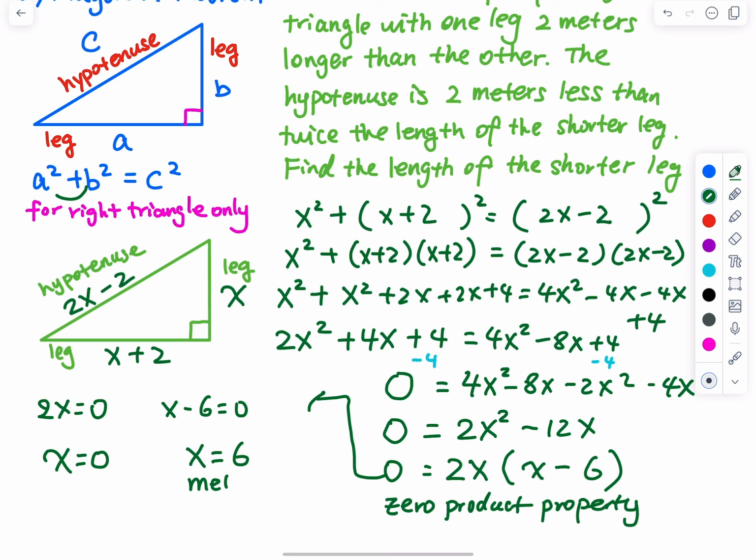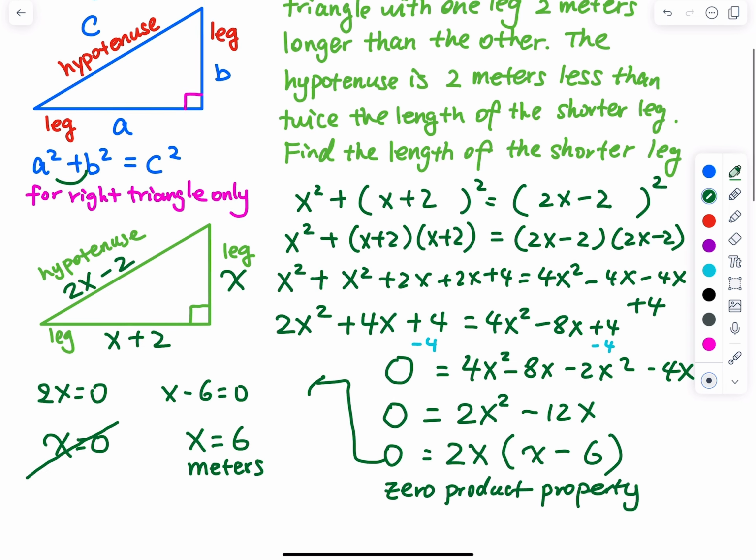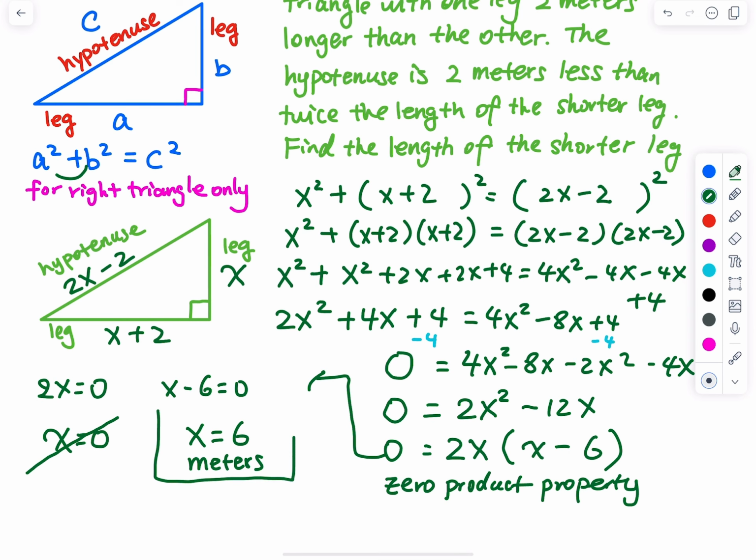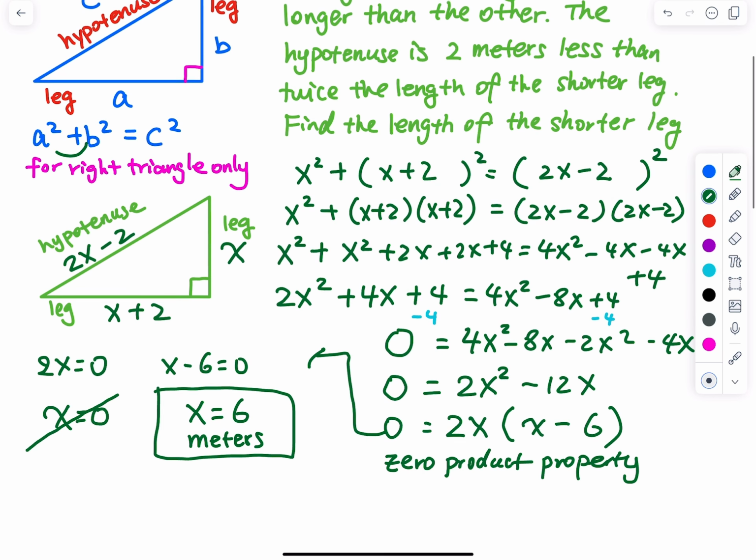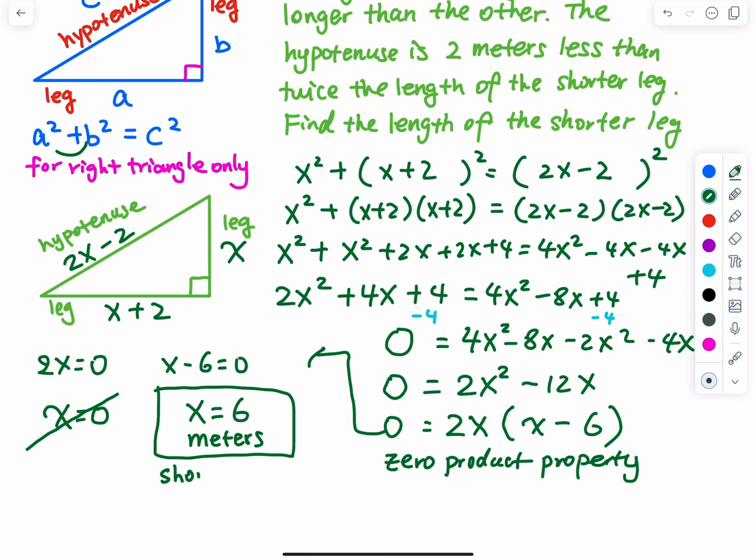The unit is meters. Which answer should I take? Can length be 0? No. So this one we have to omit, because length cannot be equal to 0. So the only answer is x equals 6 meters. So that means this is the shorter leg.